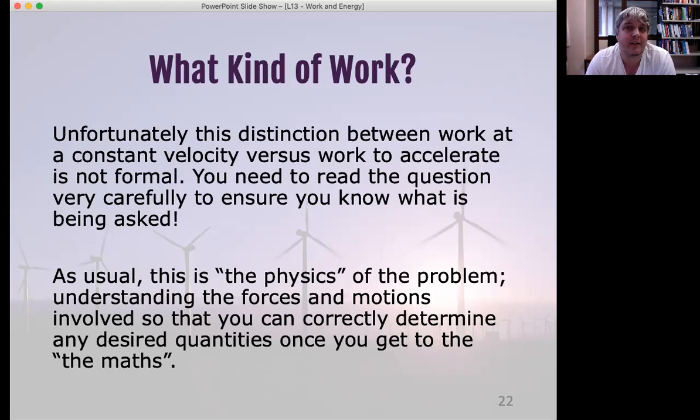You have to actually think about the scenario, think about the directions involved, think about the forces, think about the motion, think about which component of the force is in the direction of the motion, or is it opposed to it, and therefore what's doing work on what. So you have to think all of this through. There's no shortcut. There's no just memorizing the maths and applying the formulas. You need to do the physics in order to understand what work is being done by what onto what.